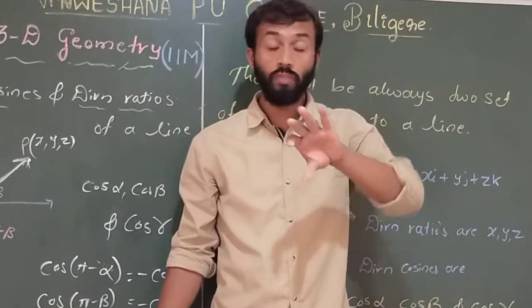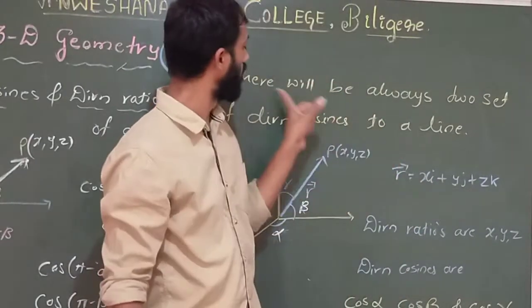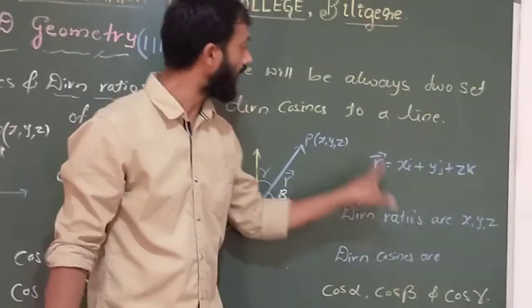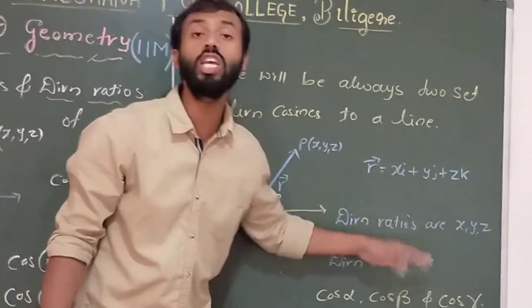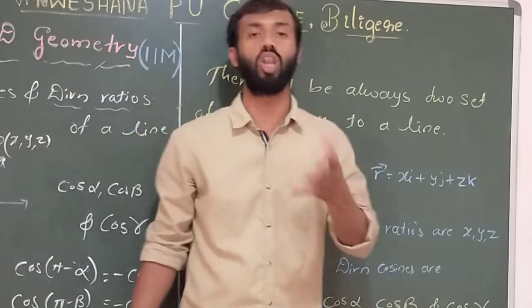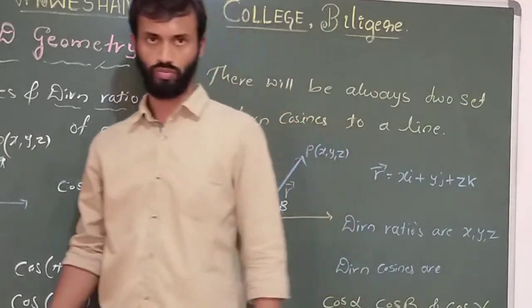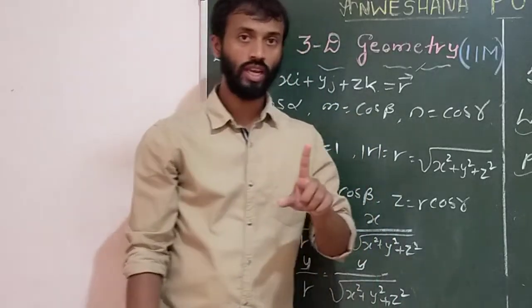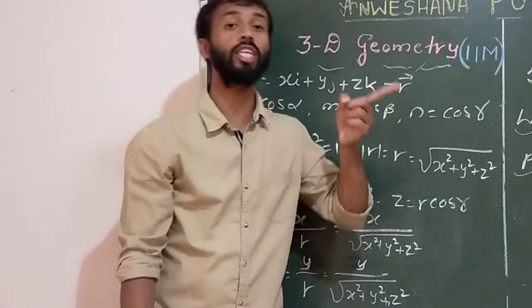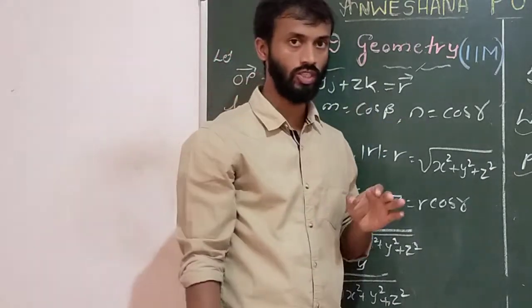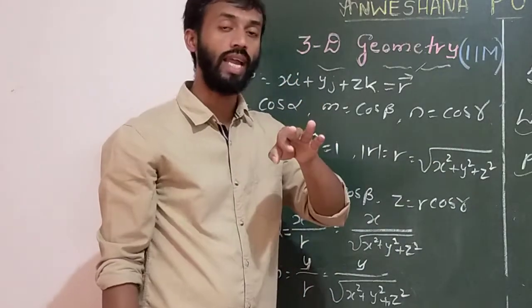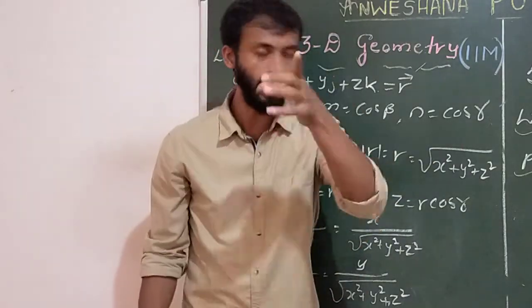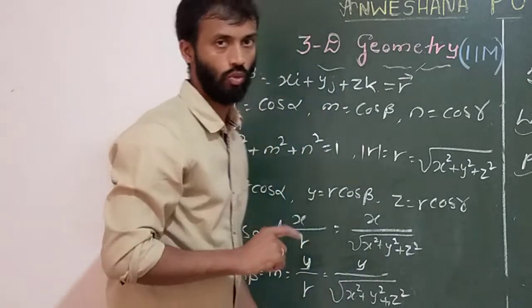Now we are going to study what the relation is between the direction cosines and the direction ratios. This is the direction ratios, this is the direction cosines. So what relation is there between the direction ratios and direction cosines of a given vector? That we are going to study now. I hope it's clear. As I said, we will study the relations between the direction cosines and the direction ratios, which you have already studied in vector algebra.